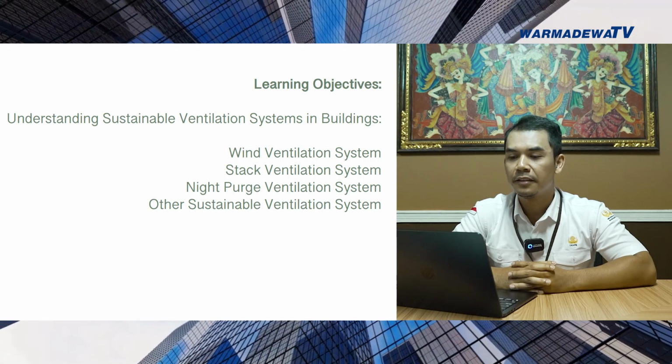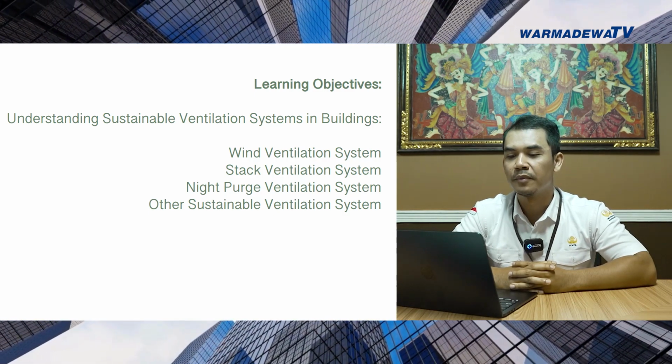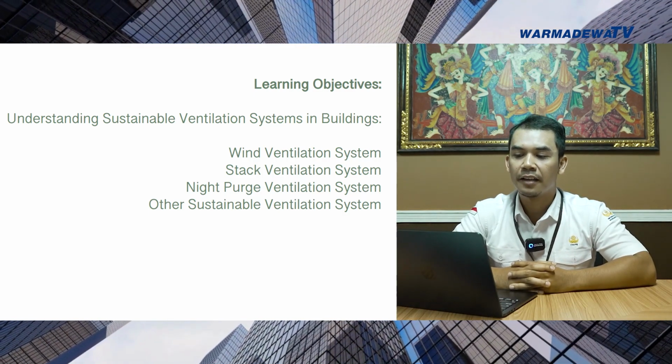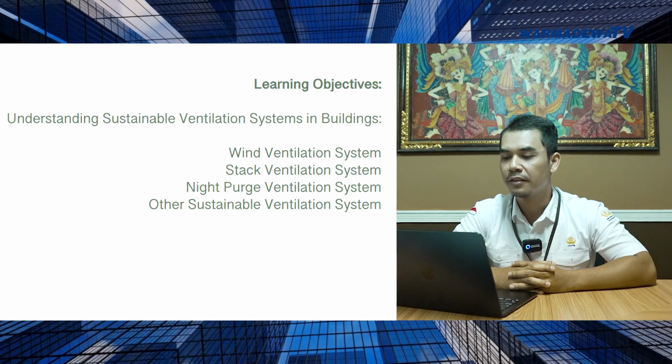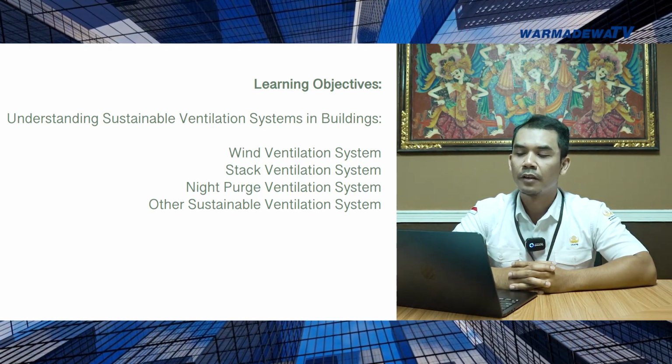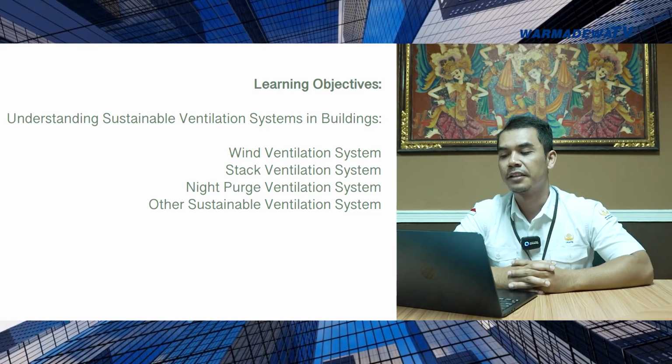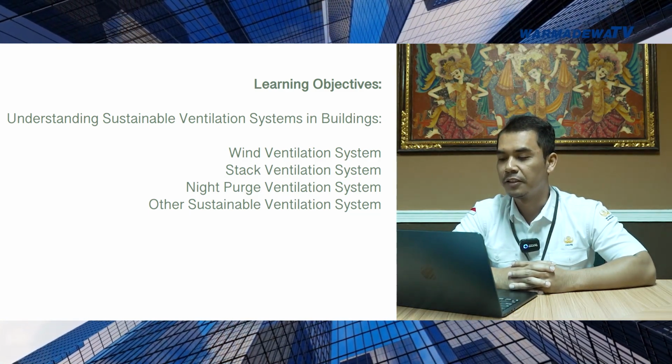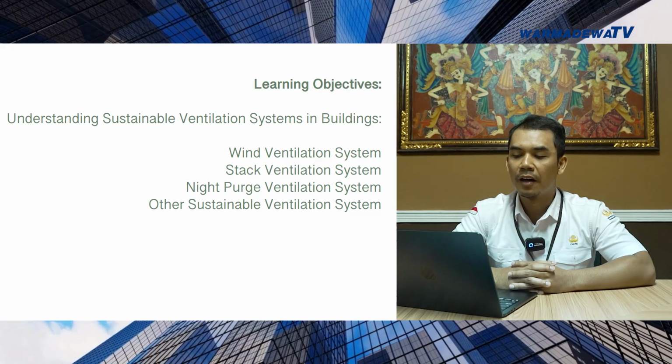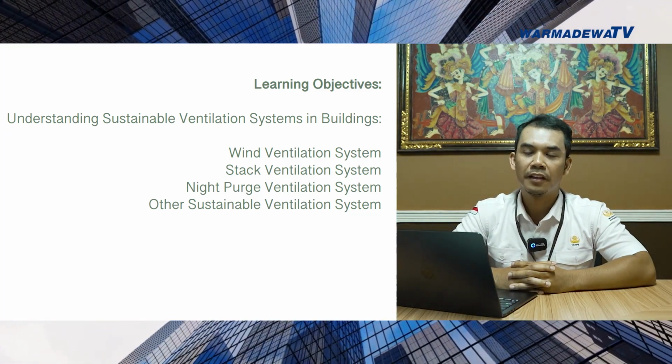Hello everyone. For today's lesson, we are going to learn about sustainable building ventilation systems. Before we start our lesson today, first I would like to tell you about the learning objectives of this class, specifically this lesson about sustainable building ventilation systems. First, we will understand sustainable ventilation systems in buildings, of which there are three types: wind ventilation system, stack ventilation system, night purge ventilation system, and also we will study other sustainable ventilation systems available out there.